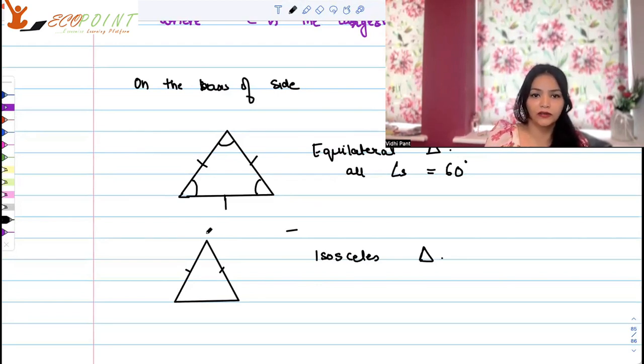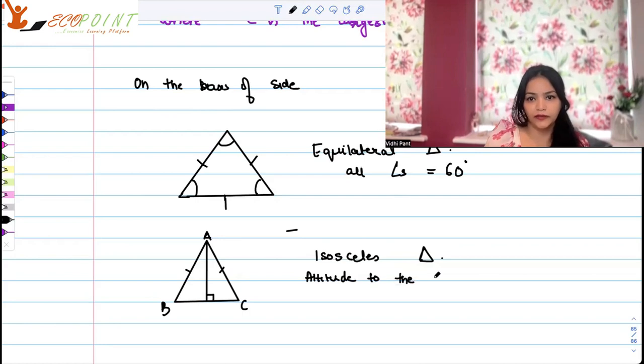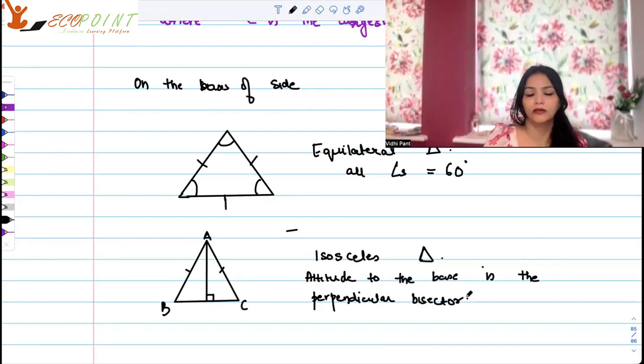And in an isosceles triangle, suppose this is ABC, and this is the base. If you draw an altitude, altitude क्या होता है? Guys, altitude is जो मैं ऊपर से यहाँ perpendicular draw करती हूँ अगर, okay? एक side के एक vertex से if you draw a perpendicular, so that's an altitude, okay, to the base. So the altitude to the base is actually the perpendicular bisector.